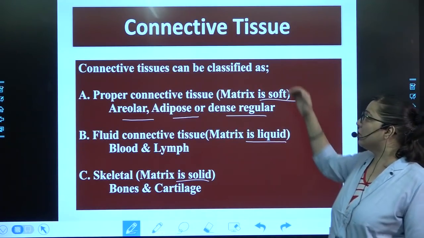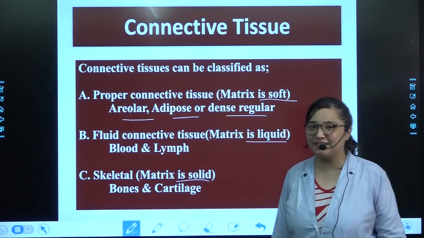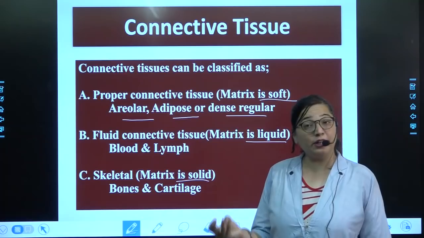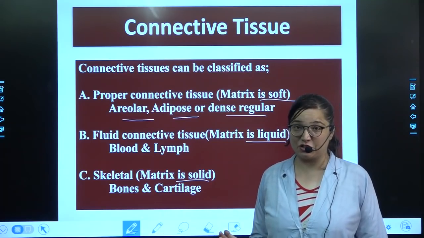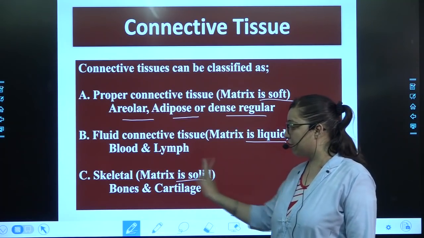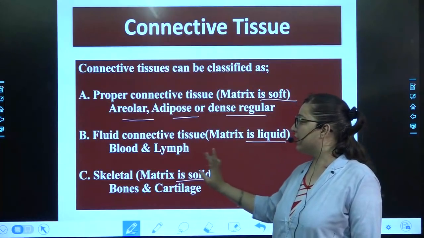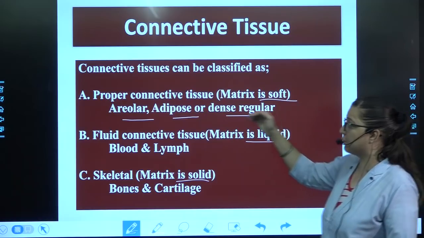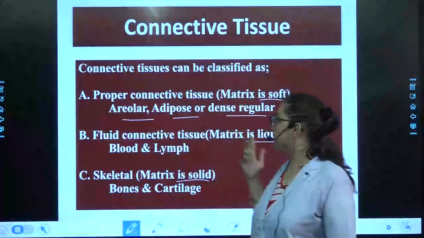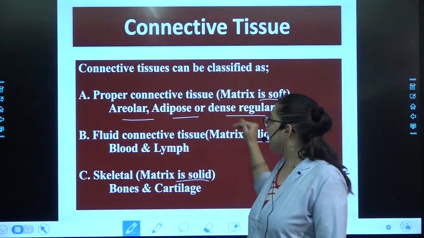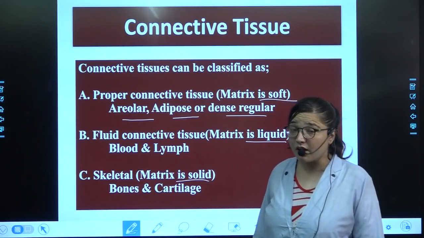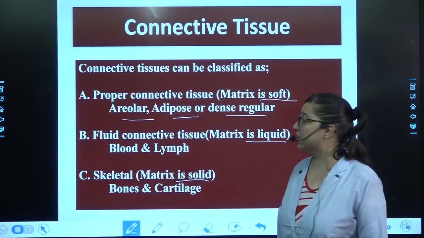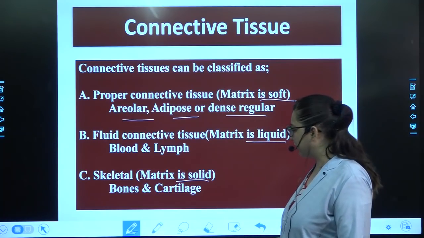Okay, so tissues are classified into basic 3 types. First one is proper connective tissue, fluid connective tissue, skeletal tissue. In skeletal you are having bones and cartilage, fluid is blood and lymph. This is proper. Proper is areolar, adipose, and dense regular. Even dense regular is further divided as tendon and ligament. So this is about its classification.